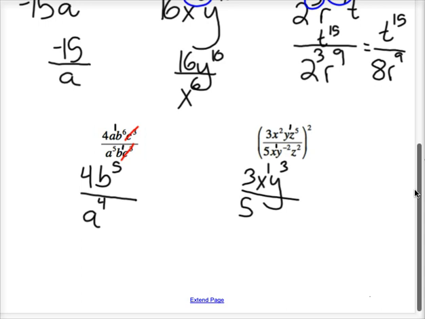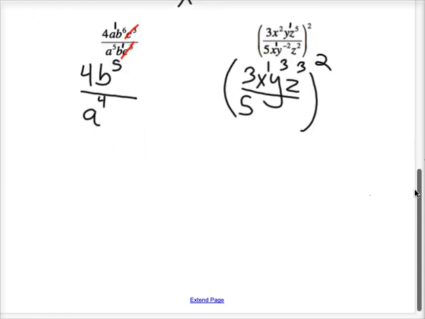Now z to the 5 divided by z squared. 5 minus 2 leaves me z cubed. And then I have that whole thing squared. And again, that whole thing squared, what that's going to end up meaning is that 2 applies to everything.